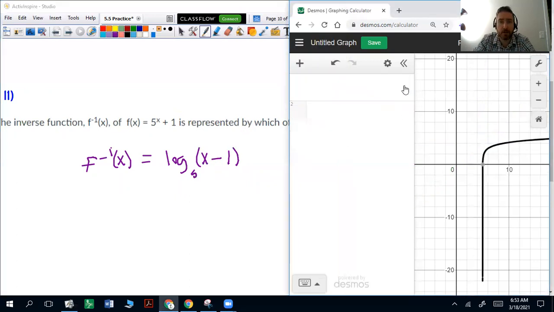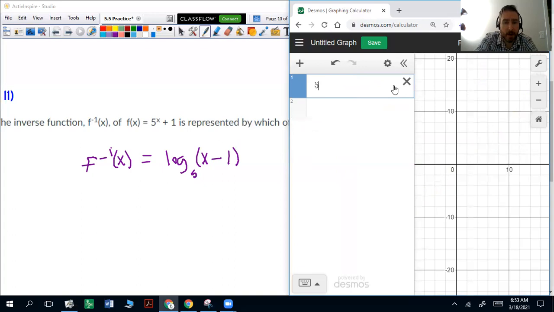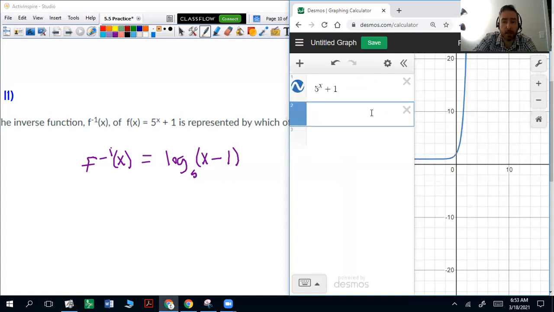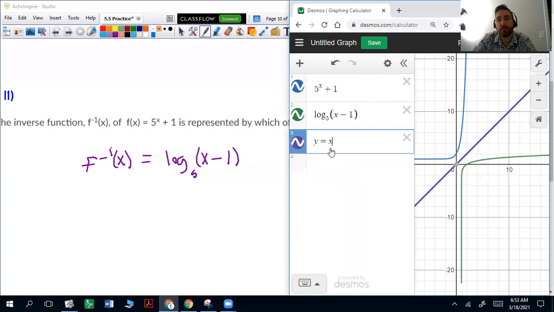So let's verify all of that. 5 raised to the x plus 1. And a log base 5, parentheses x minus 1. And y equals x. And we're good. So that's the 5.5.